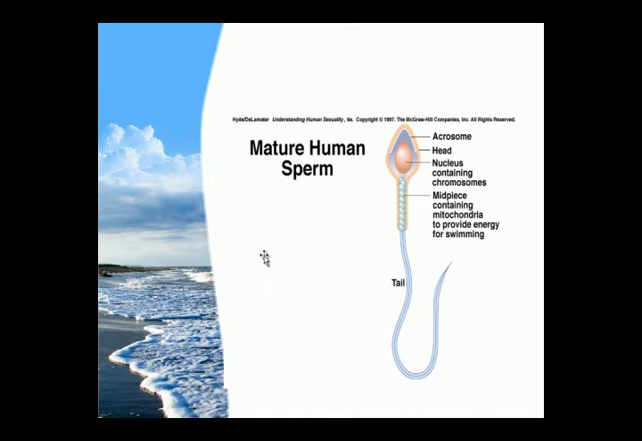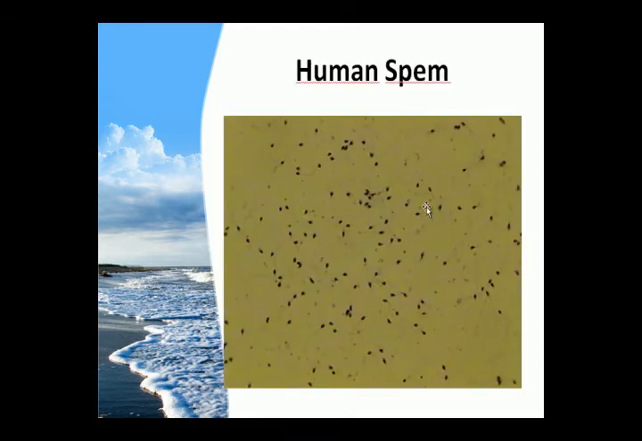It's not always the first sperm that gets there, because sometimes it takes a couple of sperm to weaken the outer shell enough so that the second or third sperm is the one that actually fertilizes the egg. Here is a slide of human sperm. You can actually see the cell body with the little tail.